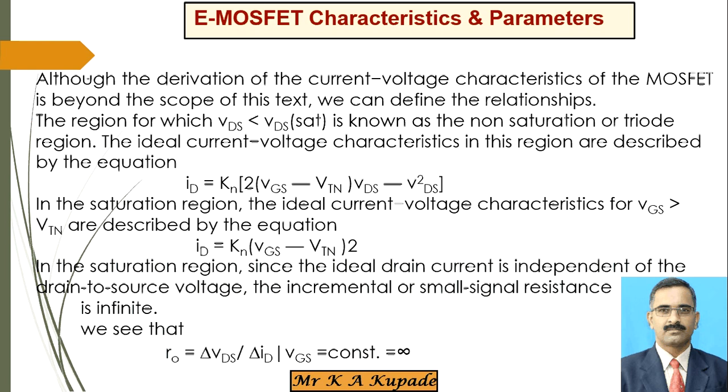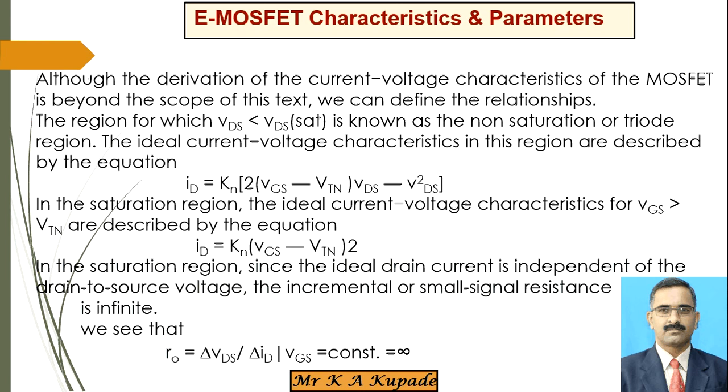In the saturation region, the ideal current voltage characteristics for VGS greater than VTN are described by the equation ID is equal to Kn (VGS minus VTN) whole raised to 2, not multiplied by 2, it is raised to 2. So this is explained here. The region considered above that is the ohmic region. And after that, whenever you consider VGS greater than the threshold voltage, that is called the saturation region. For that, you are getting different IDs, as the voltage is increasing toward the positive.